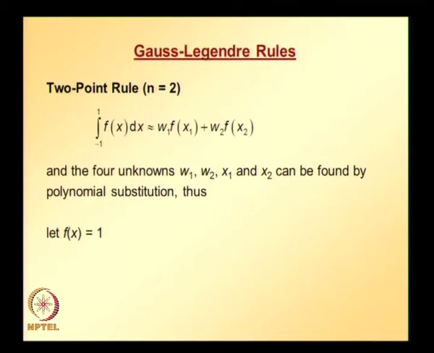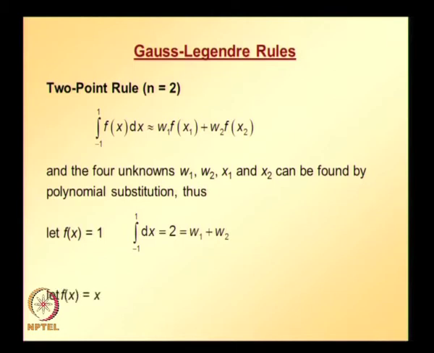So let us start with f(x) is equal to 1. We need to get 4 equations. So let us start with f(x) is equal to 1, f(x) is equal to x, f(x) is equal to x square, f(x) is equal to x cube, and we get 4 equations. When we substitute f(x) is equal to 1, we get this equation: the integral of 1 dx between the limits minus 1 and 1 is going to be 2, and substituting the function evaluated at x1 is equal to 1, the function evaluated at x2 is equal to 1, we get this equation.